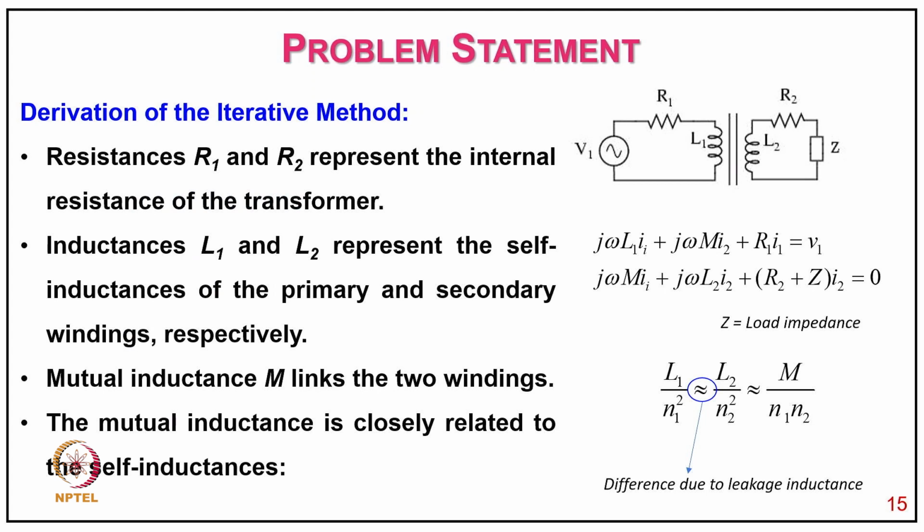Here, resistances R1 and R2 represent the internal resistance of the transformer, and inductances L1 and L2 represent the self-inductance of the primary and secondary windings. The mutual inductance M links the two windings and is closely related to the self-inductance. From this we can write the equations again: j omega L1 I1 plus j omega M I2 plus R1 I1 equal to V1. Similarly, j omega M I1 plus j omega L2 I2 plus (R2 plus Z) I2 equal to 0, where Z is the load impedance, and you can write L1 over N1 squared approximately equal to L2 over N2 squared equal to M over N1 N2. Of course, it may differ a little because of the leakage inductance.